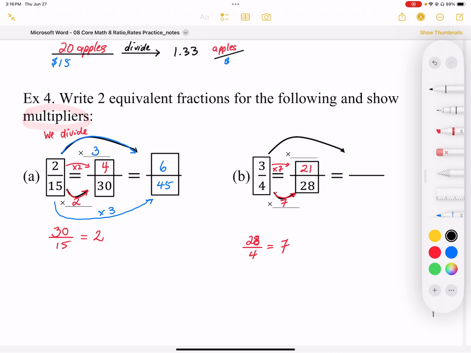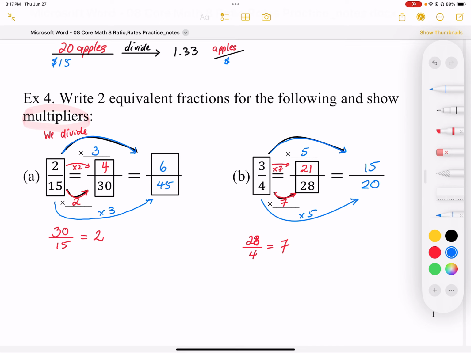I need to come up with one more. In this case, the numerator and denominator are not known, so I can choose whatever I want. I'm going to do times 5. So on the top, I'm going to do 3 times 5. That's going to give me 15. If I times 5 on the top, I have to do the same on the bottom to get an equivalent fraction. So I'm going to times by 5.